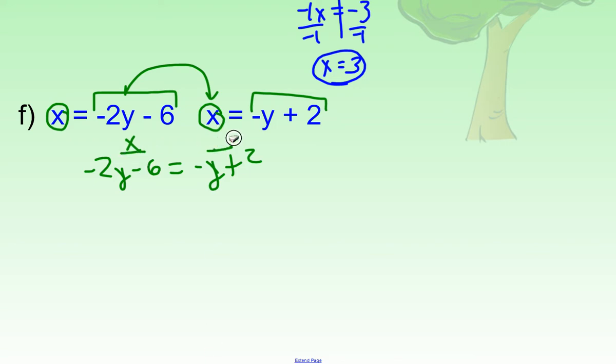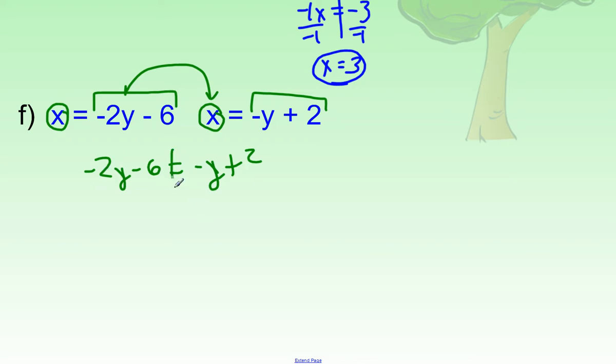So if I set them equal to each other, look at that. I don't have any more x's. My x's are gone. So I can solve this equation, variables on both sides, but it's the same variable. I have just y's, one variable, which means I can solve this and I can find out what the y is. So let's do that.